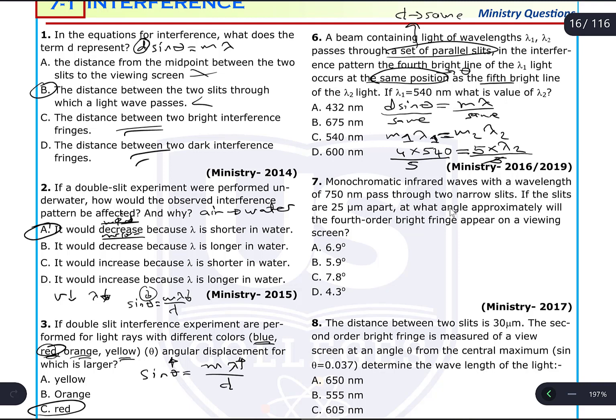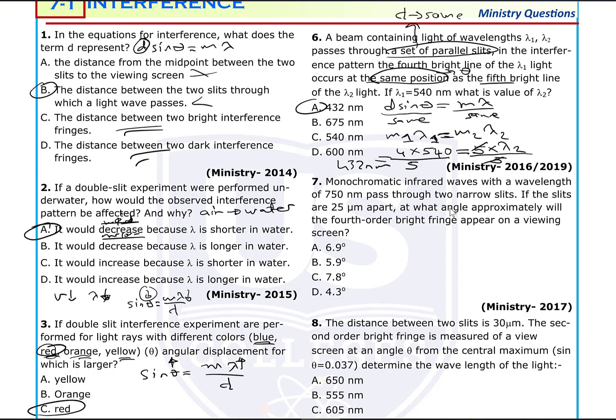So when we divide by 5, we will get the answer. I think 432 is the answer. Let's calculate once again: 4 times 540 divided by 5. Yes, 432 nanometer is the correct answer.